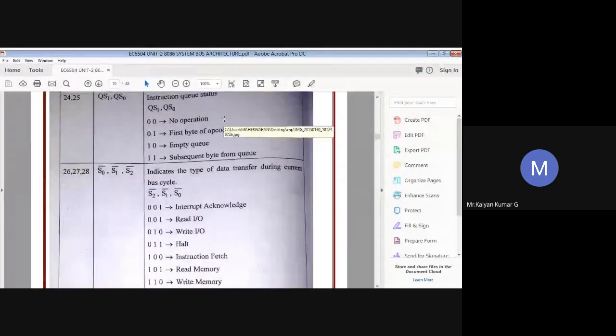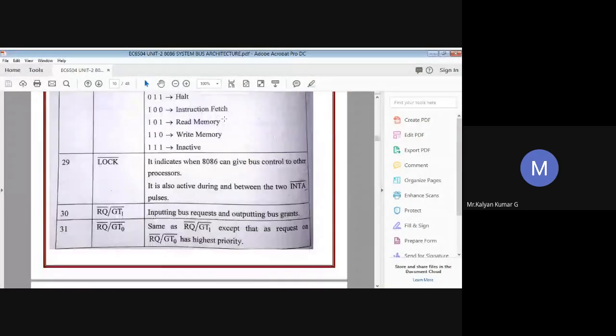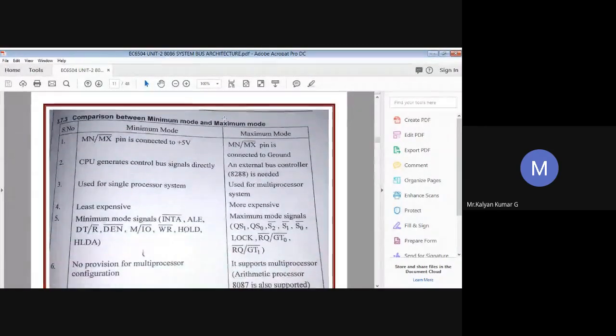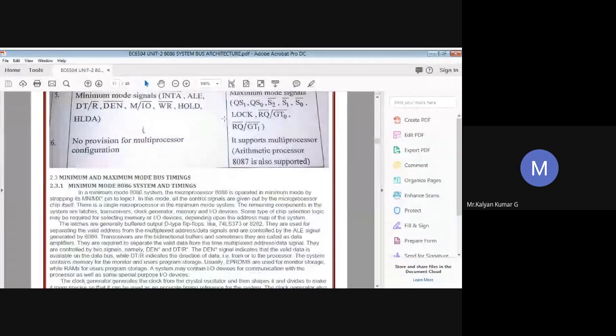Again, the same table has been discussed here: the difference between minimum mode and maximum mode. As you can have a look at it, no issues.